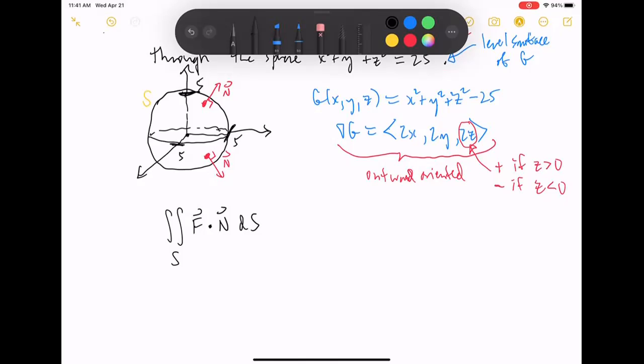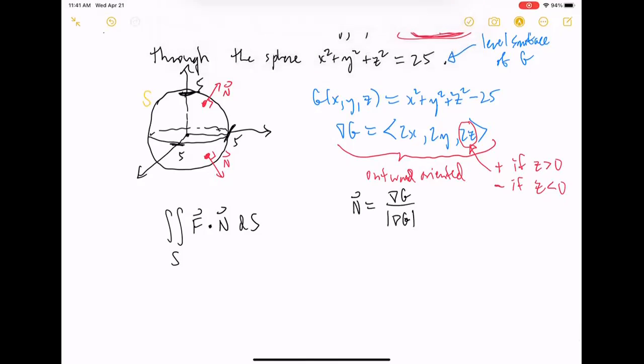Now, we kind of do need to parametrize this thing. What I was saying here was that N we could take to just be the gradient of G divided by the length of the gradient of G. But this length of the gradient of G is going to cancel in this particular case.